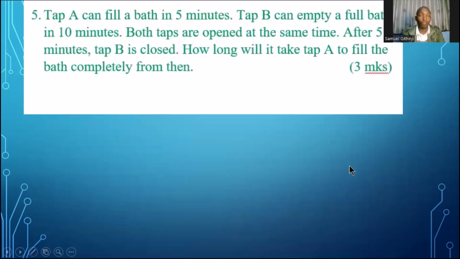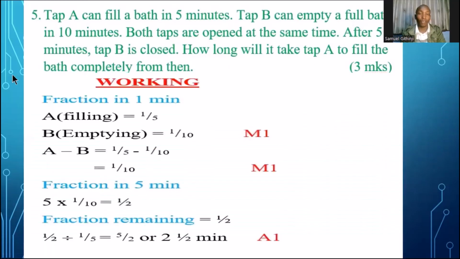We move on to question number 5. You're given that there's a tap A that can fill a bath in 5 minutes. Tap B can empty the same bath within 10 minutes. Then the taps are opened at the same time. 5 minutes later, tap B is closed. Then how long will it take tap A to fill the bath completely from then? Good. That's how you go about this.